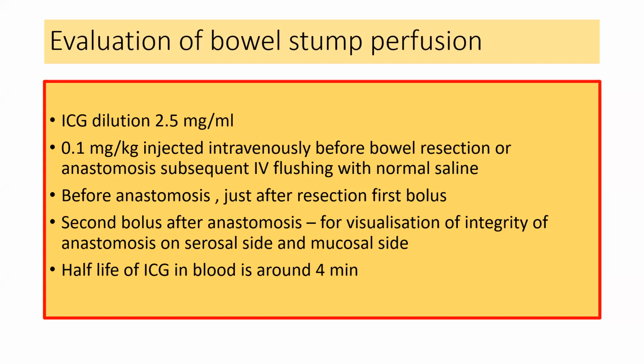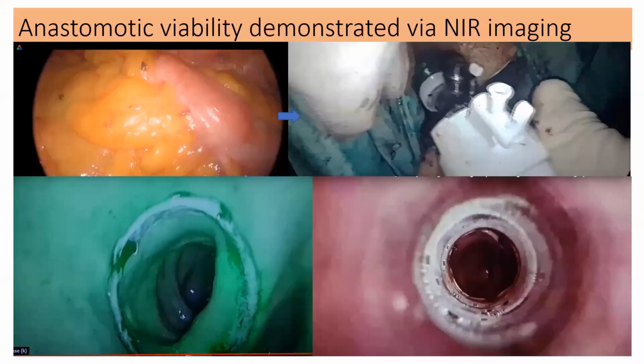So how is this to be done? Evaluation of the bowel stump perfusion: ICG dilution is 2.5 milligrams per ml, and 0.1 milligram per kg is injected intravenously before the bowel resection. Before anastomosis, just after resection, the first bolus is given. The second bolus is given after doing the anastomosis, because the half-life of ICG in the blood is only 4 minutes. So we have to check the integrity twice, before and after the anastomosis.